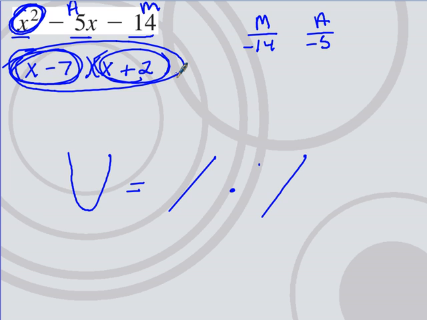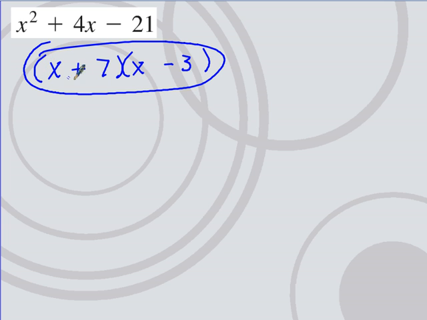Okay. Next one. Same thing. Two sets of parentheses, x and x. Multiplies to give me negative 21, adds to give me 4. Tootin, you want to help me with that? What multiplies to give me 21? Good. And we need a negative, so one of them we know has got to be positive, one of them's negative. So which one's going to be positive, which one's negative, Tootin? Positive 7, negative 3.